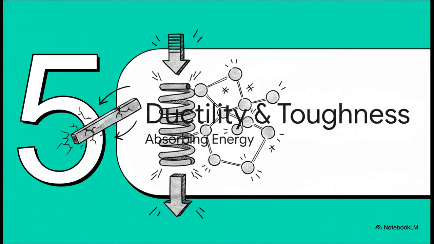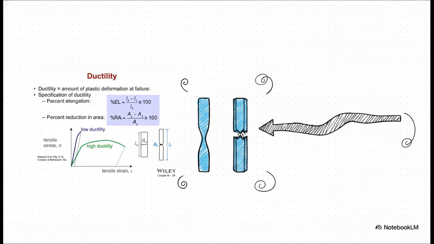All right, Section 5, Ductility and Toughness. As we're pulling a material all the way to failure, we also really care about how much warning we're going to get before it snaps. Ductility is essentially a measure of the total amount of plastic deformation a material undergoes right before it finally breaks. A highly ductile material is going to stretch out significantly, giving us plenty of visible warning that something's wrong. Whereas a brittle material, it's just going to suddenly snap without warning.